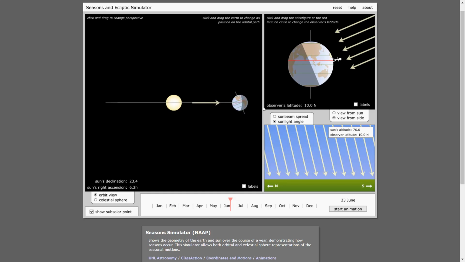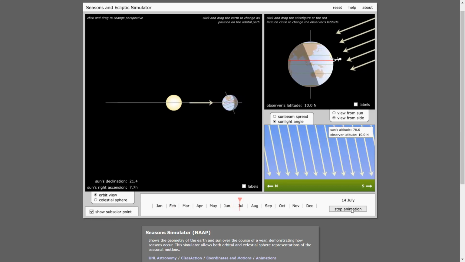But as you watch the Earth go around, the Earth's axis at this point in time is tilted towards the sun. By the time the Earth gets over here, its axis will be tilted away. And of course, that's the reason for the seasons.